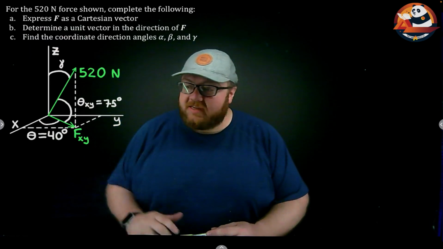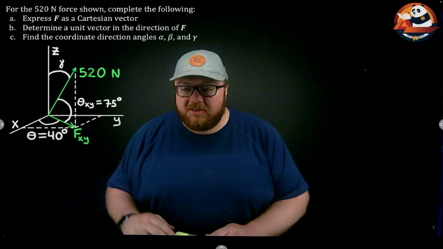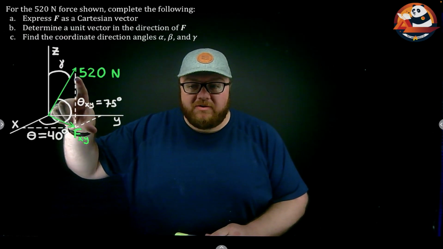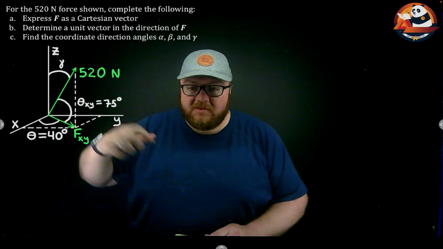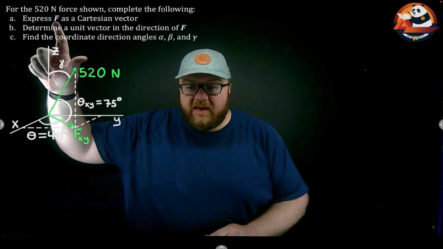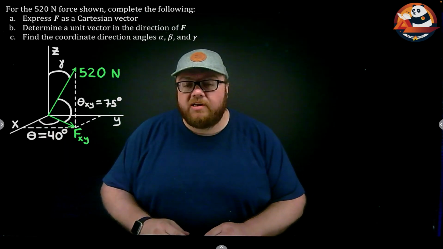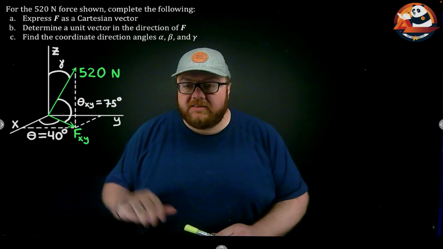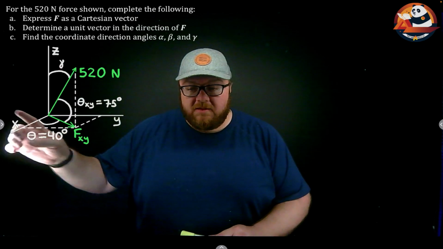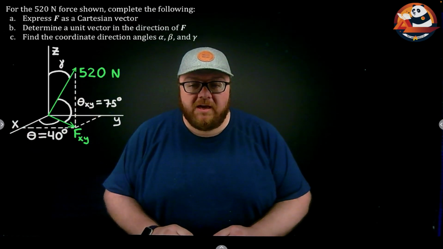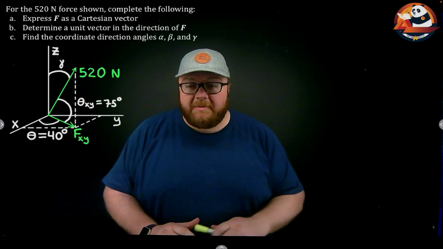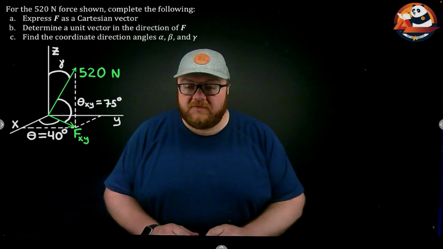Let's go ahead and just jump in and tackle an example problem. So this time we have a 520 Newton force that we're working with. We're going to try to get it expressed out as a Cartesian vector, so we need to get those I, J, K components or the X, Y, Z pieces. Then we'll try to figure out a unit vector that goes with the same direction of it. And finally, we'll get our alpha, beta, gamma angles, those coordinate direction angles figured out.